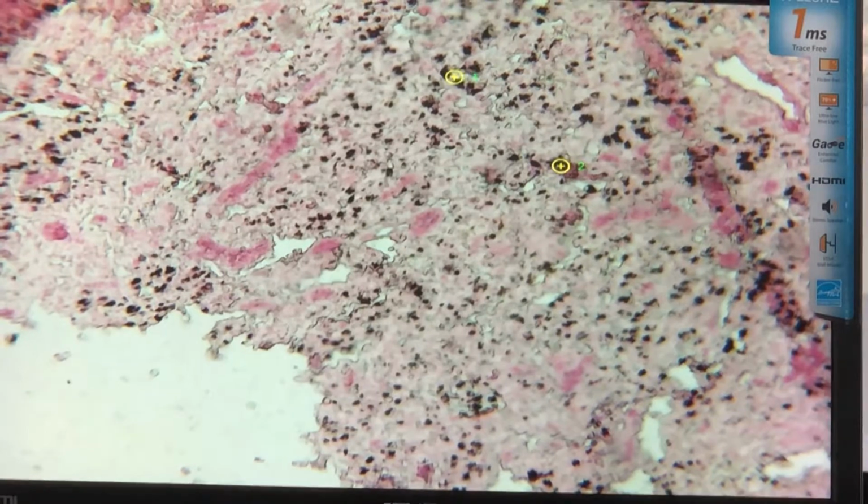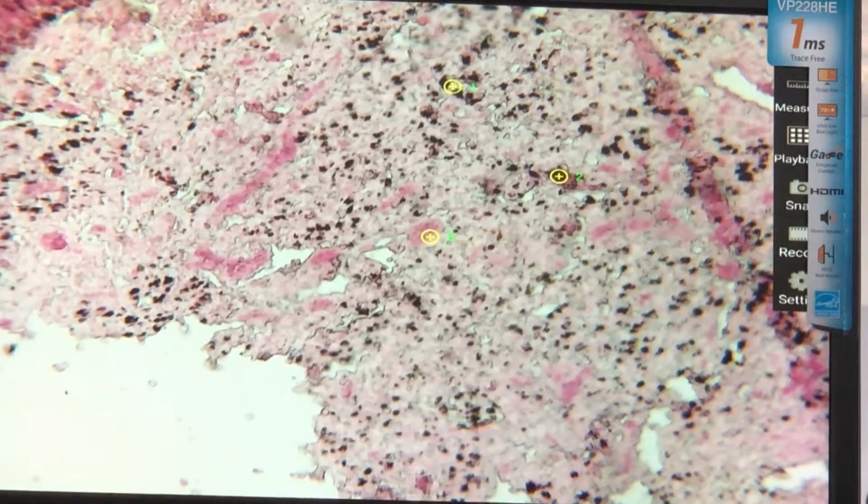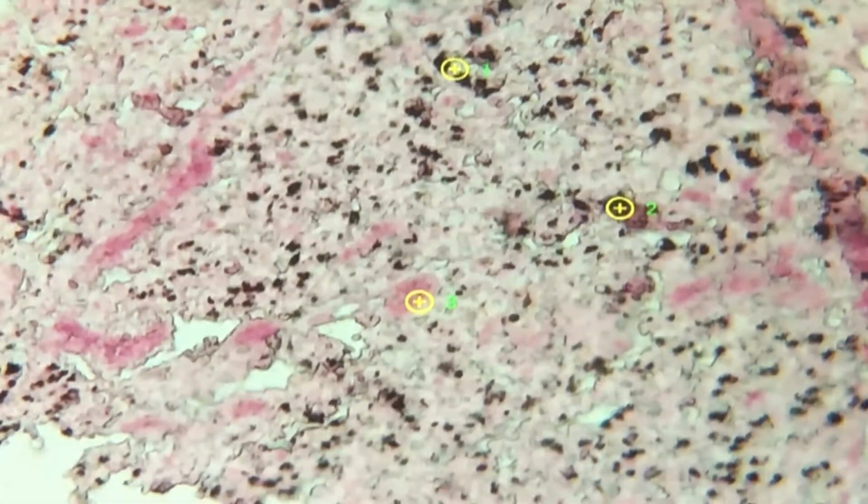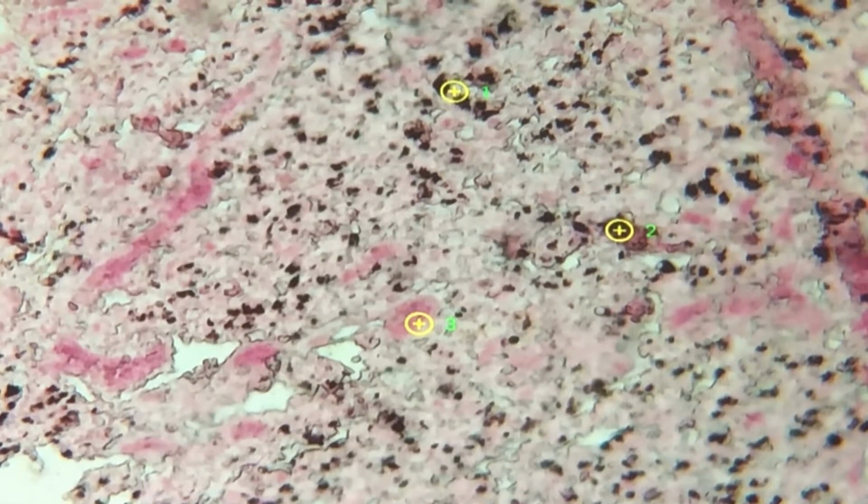How about this one? Identify the pathologic process at the tip of pointer 3. Hyaline degeneration. That's hyaline degeneration. Oh, very easy naman. You can answer in one second.